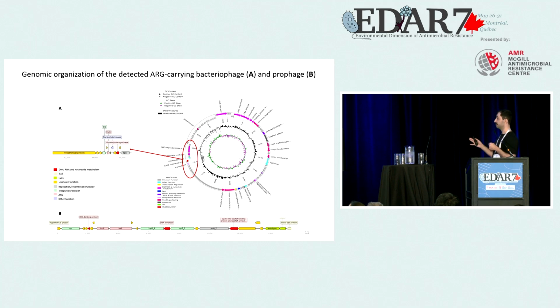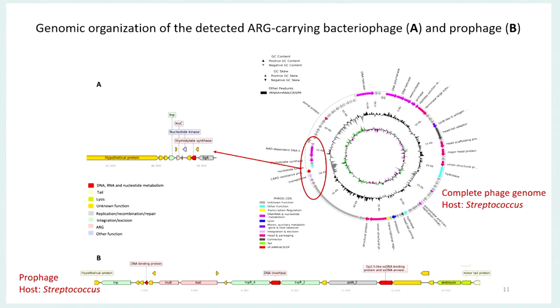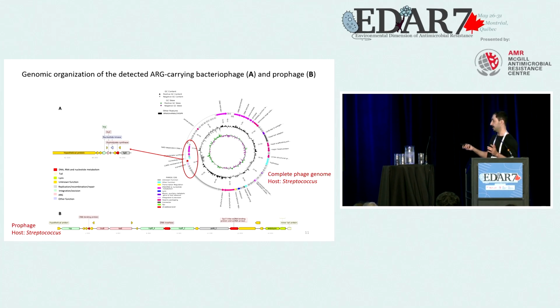These are the results from the phage fraction. I only detected one resistance gene in the phage fraction, which is a complete phage genome, and the host is a Streptococcus carrying a lincosamide resistance gene, with high confidence. I also detected a prophage, again carrying a lincosamide resistance gene and also infecting Streptococcus. I thought it was interesting, but I still don't know much about it, or why it is lincosamide resistance genes in bacteriophages infecting Streptococcus.